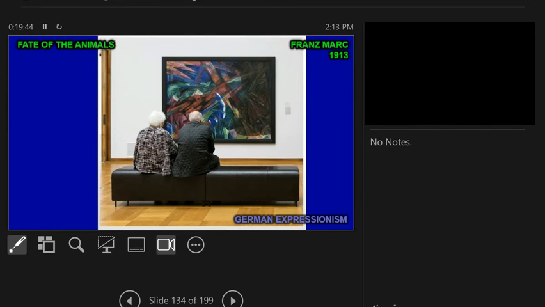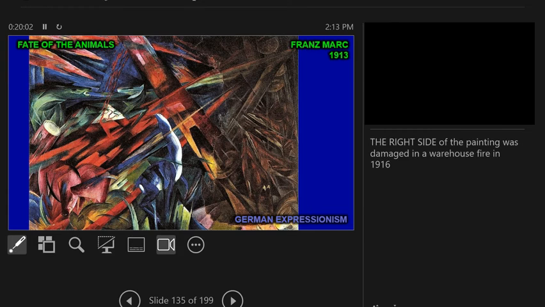I want you to know this one right here, The Fate of the Animals. It's a rather large painting, and this gives you a sense of the size of the artwork. Let's take a closer look. I want you to notice a unique thing about this painting. Do you see how the left side and the right side are different? All right, how are they different? Yeah, by color, right? The right side is mostly just browns and grays, whereas the left side is quite colorful. This right here is damage to the artwork.